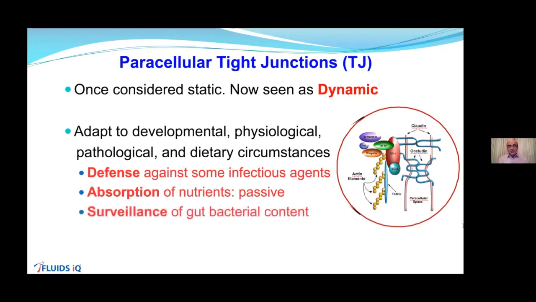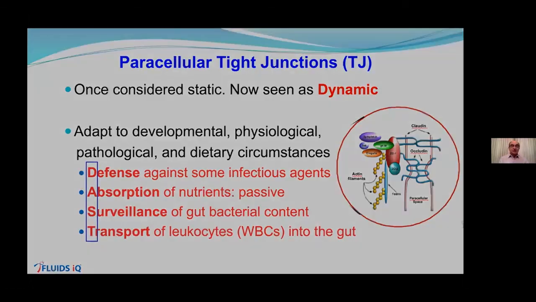It is always surveilling the gut population in the lumen of the gut, and at times will want to bring in certain complexes of antigens, that is, bacterial antigens that have been complexed with antibodies like IgA, and they will be brought in so that they can be dealt with by the innate immune system. And it's also there to transport white blood cells into the gut when you're dealing with an inflammatory situation.